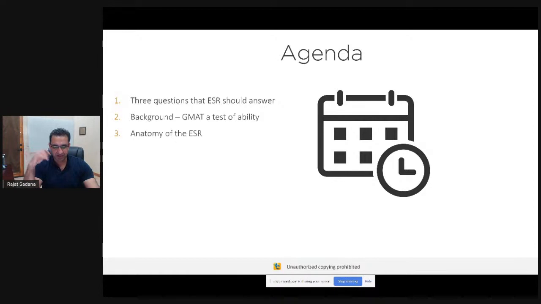I'm going to take about 5 minutes to do that. Then we're going to look at the anatomy of your ESR. And then we're going to go from there to ESR and study plans, where we're going to look at a few successful case studies.